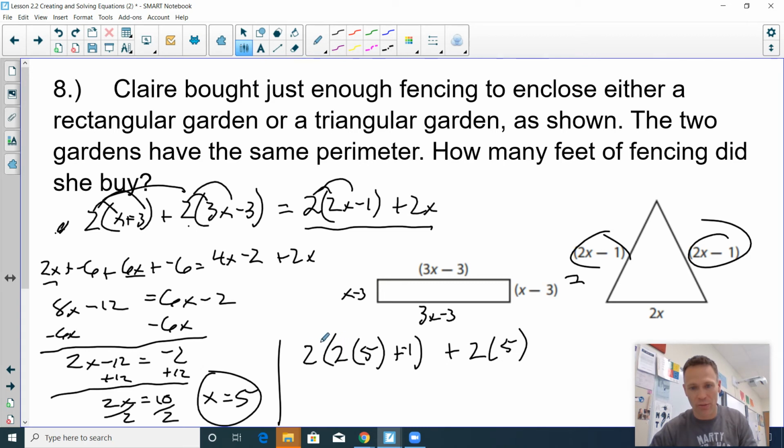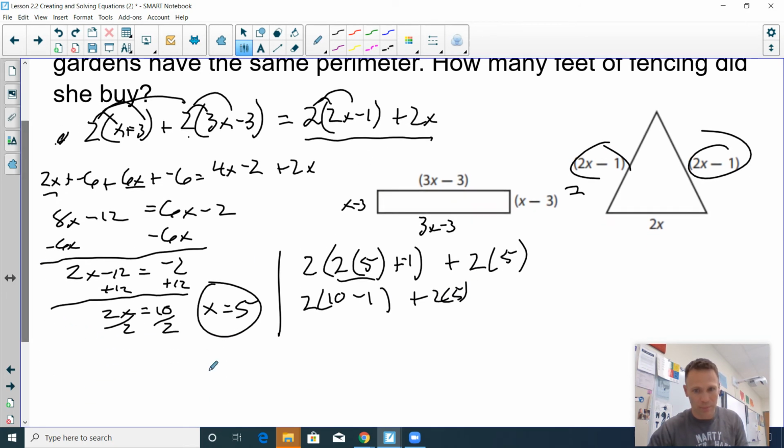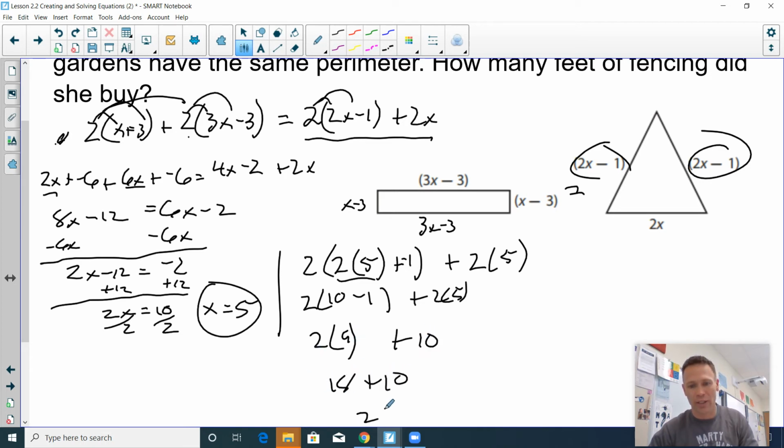So if I distribute, here I get, well, I can't distribute, I got to simplify, right? So I have 2 times that 10 minus 1 plus 2 times 5. I'm going to extend the page here a little bit. 10 minus 1 is 9. So I have 2 times 9, and then 2 times 5 is 10. 2 times 9 is 18 plus 10, and I get 28 feet. So each of these figures is 28 feet long.